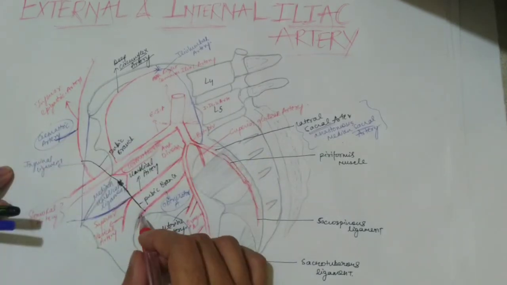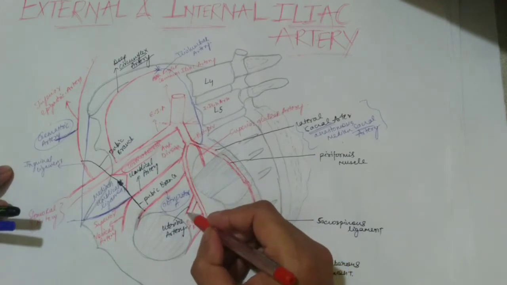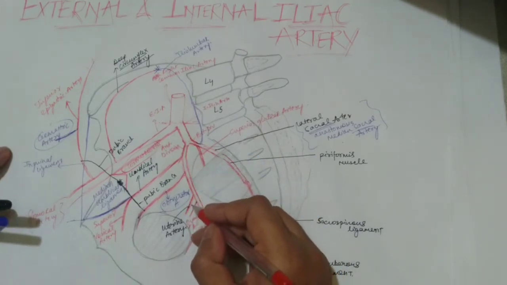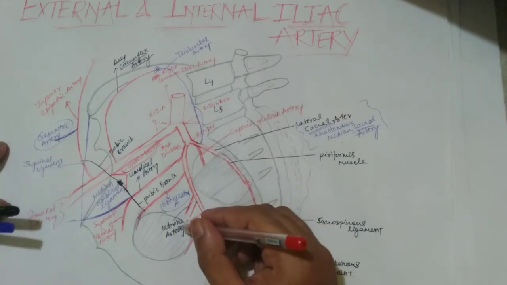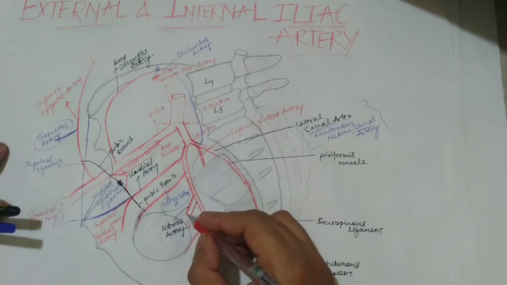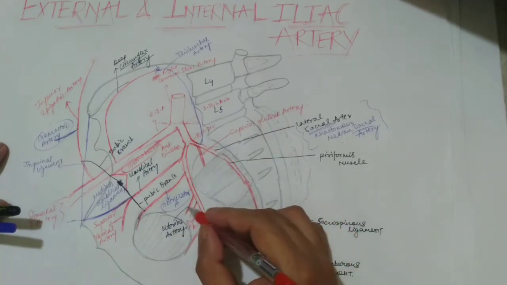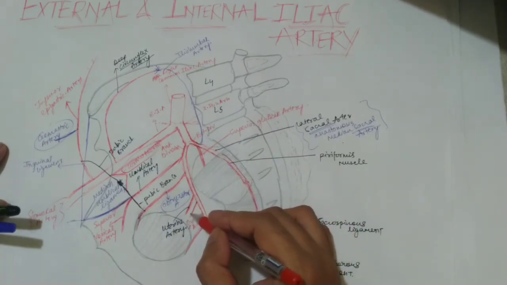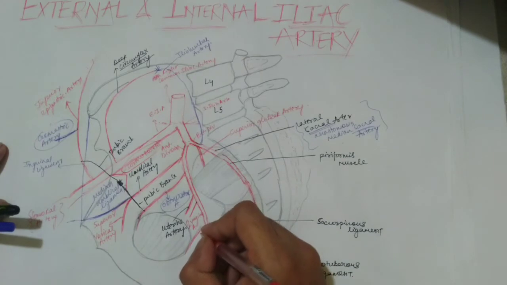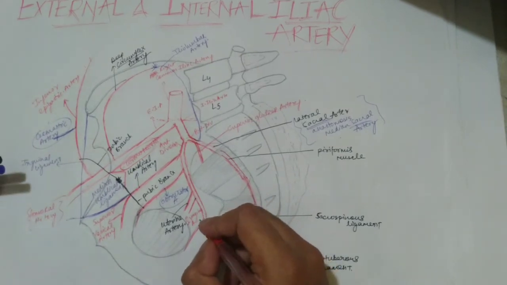Okay, so this was your obturator artery, this one. And the next artery is your uterine artery. The uterine artery is present only in females. From the uterine artery there is also an artery for the vagina, so you can say a vaginal artery arises directly from the uterine artery, or directly from your internal iliac artery. Okay, so now the next one is your inferior vesical artery.